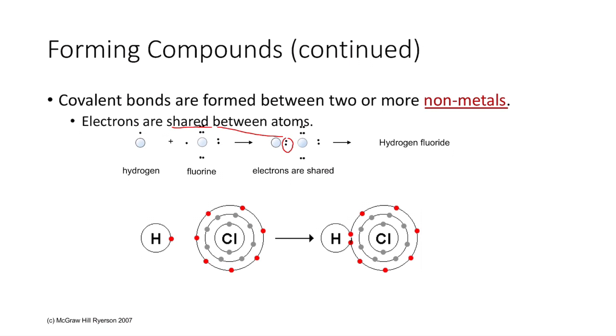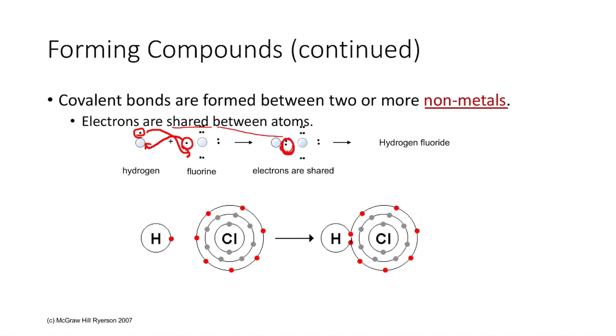Covalent bonds are formed between 2 or more nonmetals, and the electrons are shared between atoms. So again, here we've got an example of hydrogen and fluorine. If you look, these are both on the right-hand side of the periodic table, so they are both nonmetals. Hydrogen has 1 valence electron, and you can see that fluorine has 7, so this electron here is unpaired. Instead of passing it off, this electron is going to be shared with fluorine, and this electron from fluorine is going to be shared with hydrogen, creating this bond here.